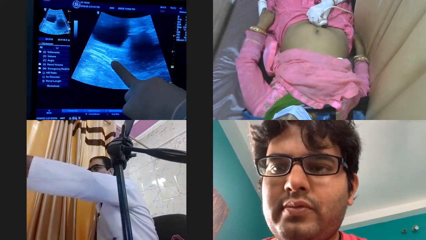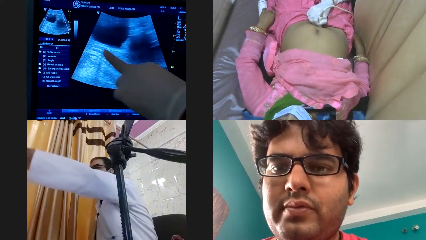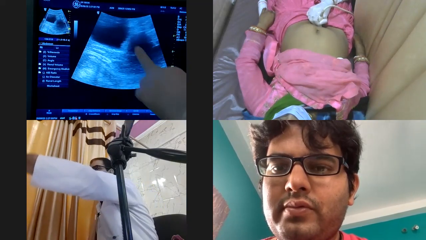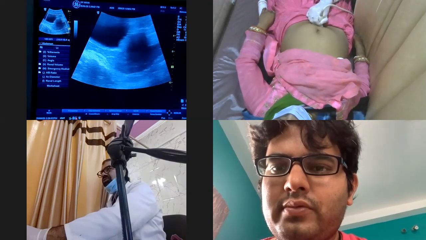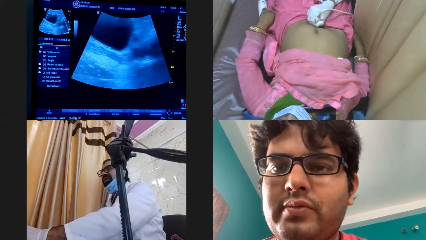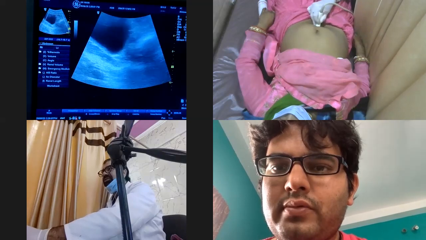So first have a look at the cervix over here. This is the cervix, and this is the vagina over here. This is the bladder, and this is the uterus over here. Now we will show you the same cervix in this antenatal case.